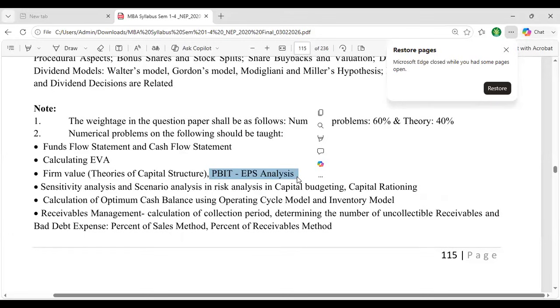When I finish all the units, I will first take the numericals on EVA because that is a new technique. And after EVA, we'll talk about how to deal with other chapters.